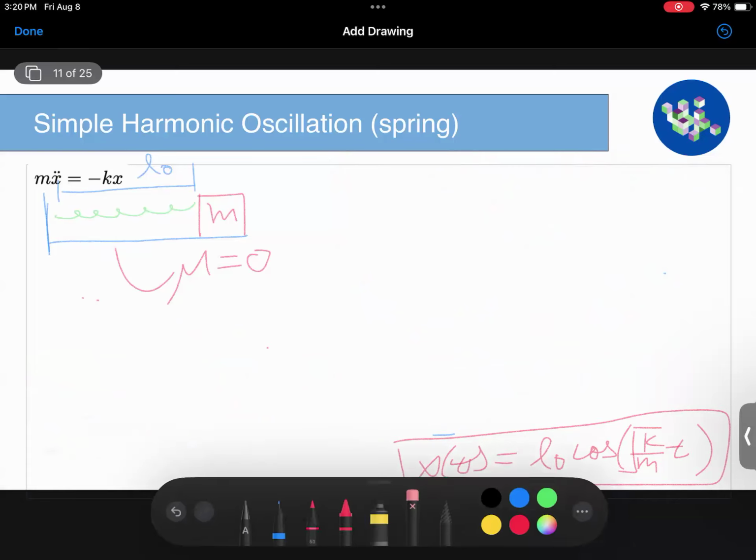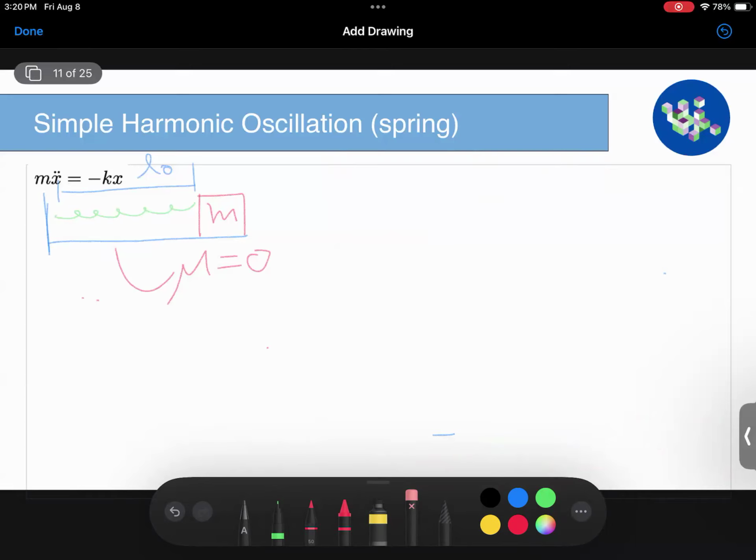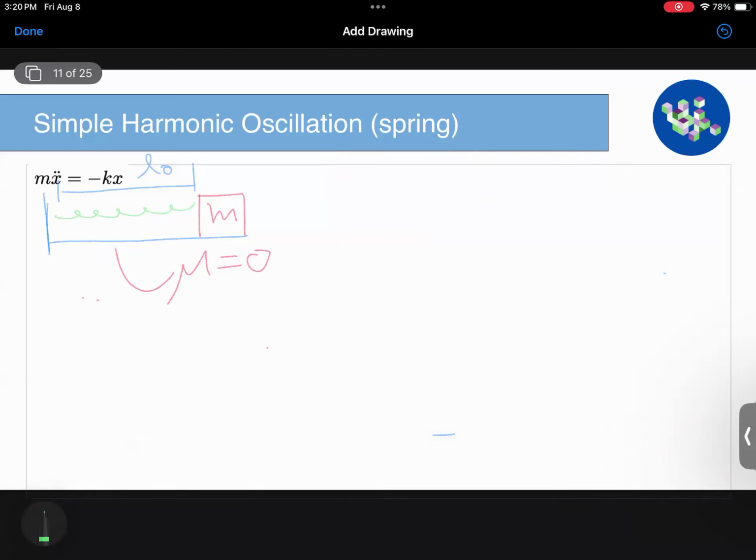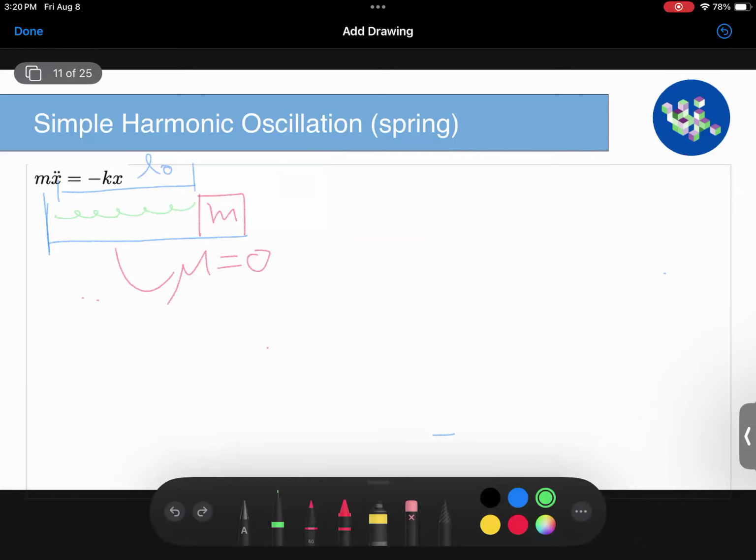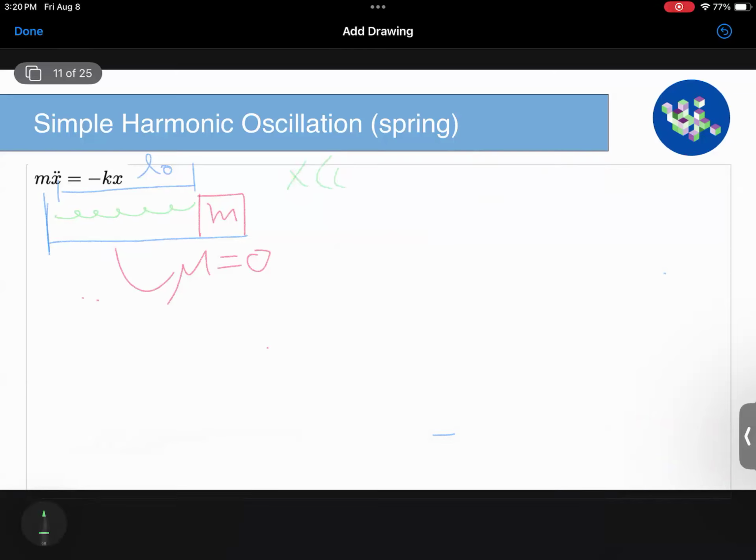Oh, so yeah, we want to visualize our solution in a better way. So let me erase this first and I'll rewrite it for you guys. Yeah. So remember our solution was, let's say, x(t) is equal to L0 times cosine omega t, where omega equals the square root of k over m.